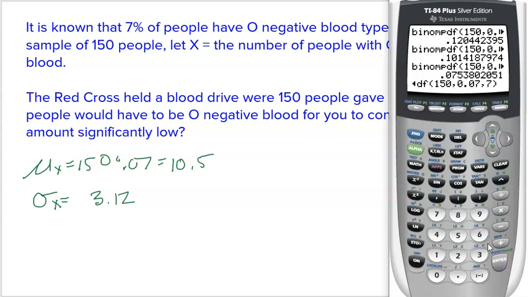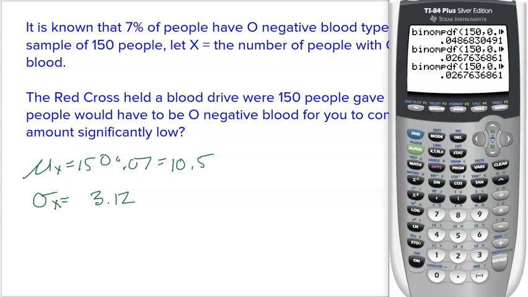How about 6 people with type O? Well, we're getting lower, but I don't even know if I would really consider that significant. And we could go one more time to 5 people. Now we're getting a little lower, right?